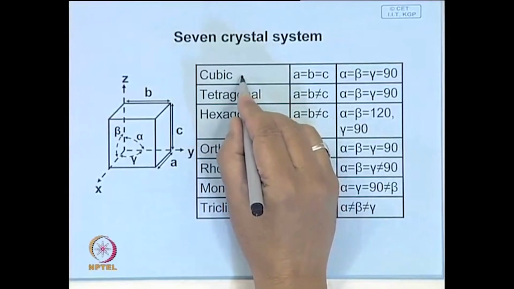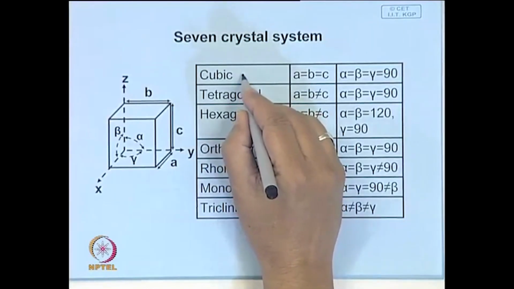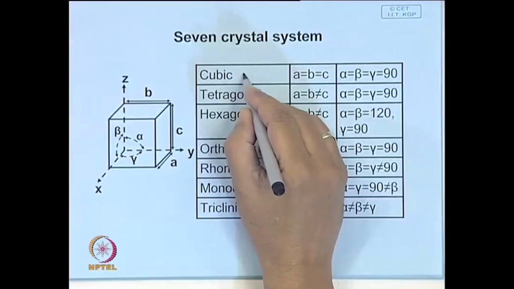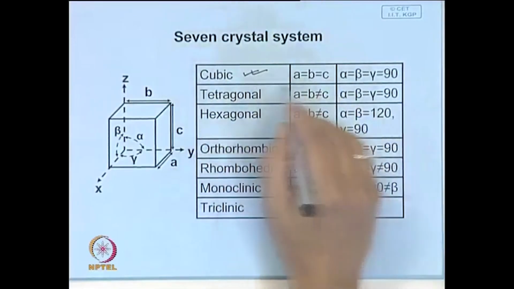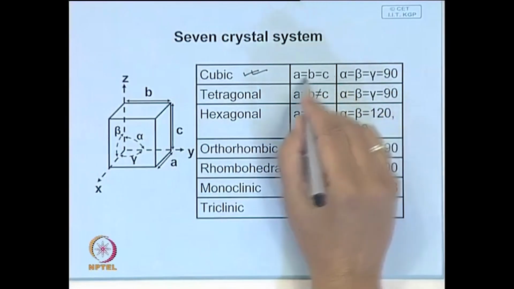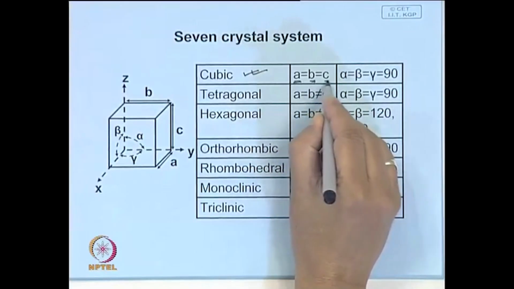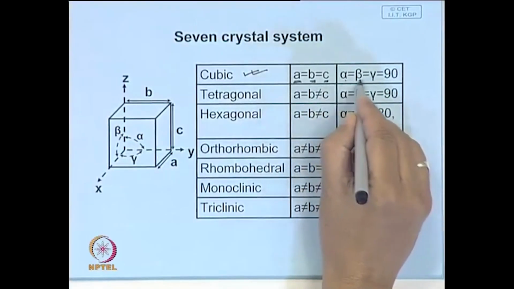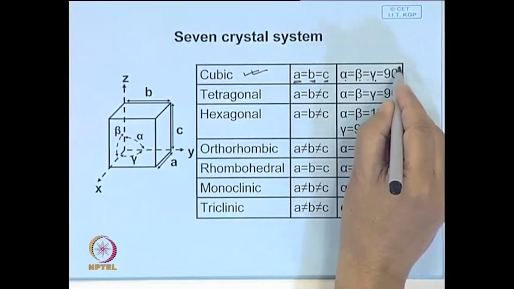Say in cubic, and for most metallic materials the crystal structure can be described by cubic, or in most cases, as we will come to know, the crystal structure is cubic. Here all the lattice parameters a equal b equal c, and the 3 angles alpha, beta, gamma are equal and equal to 90 degrees.